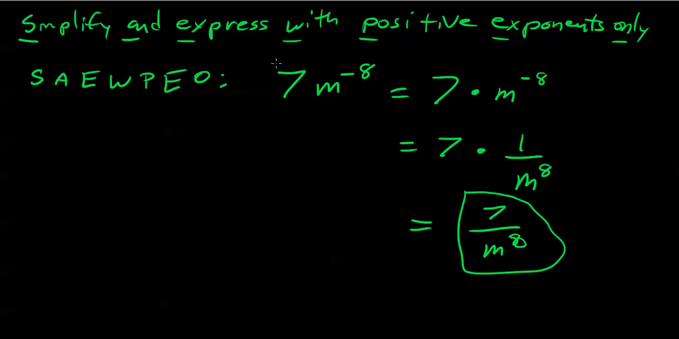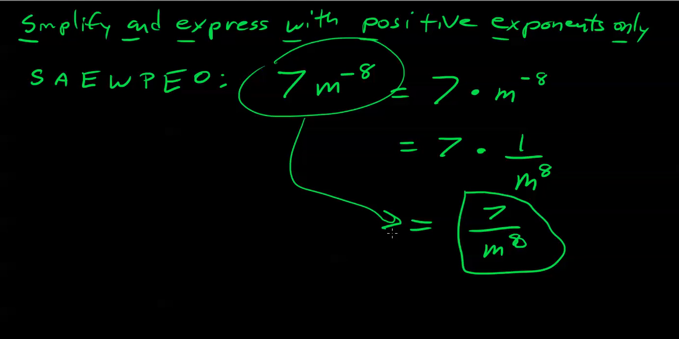Now of course in homework, tests, or quizzes, you might not want to be so formal. Basically, I take this negative exponent in the numerator, and it will have to be shifted down to the invisible denominator of 1 and multiplied, resulting in 7 over m to the positive 8th power. Simplify and express with positive exponents only in your final answer on questions of this type.